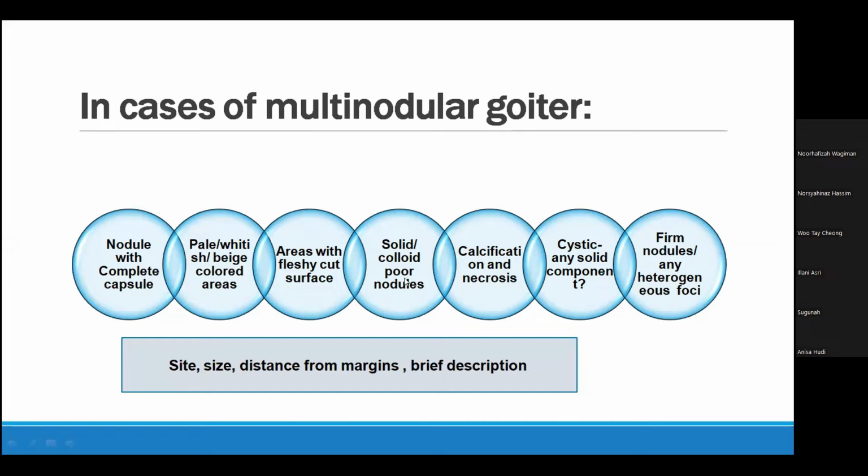And then every time you sample, state the site, for example right upper pole, the size of whatever lesion you found, and the distance from the closest surgical margin, then only you describe. Because if you just take and you don't describe, and we want to go back to the specimen, we don't know where exactly we took from. This is just a gentle reminder for all of us.